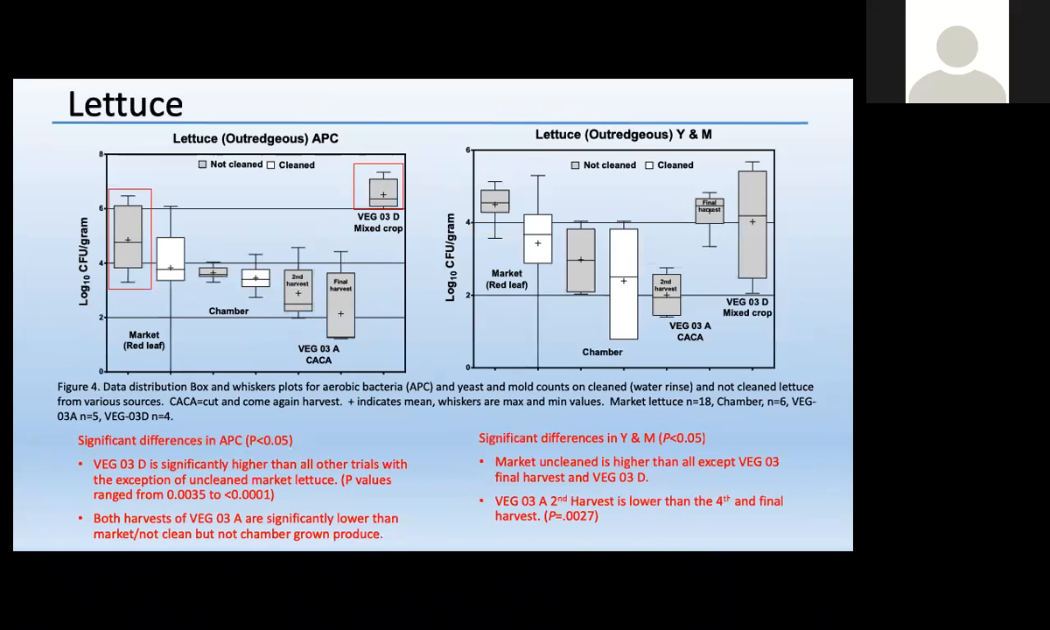The differences in these samples were that Veggie 3D is significantly higher than all the other trials, with the exception of the unclean market. So just like with the Mizuna, it was up there with the market produce. And then both harvests of Veggie 3A are lower than the market produce, but they're kind of in line with the chamber-grown produce. If we look at the yeast and the mold, there is one change in that the last harvest of the Veggie 3A lettuce increased in yeast and mold count. And we see that with the cut and come again. With each harvest, the microbial load doesn't increase every time, but it can increase.